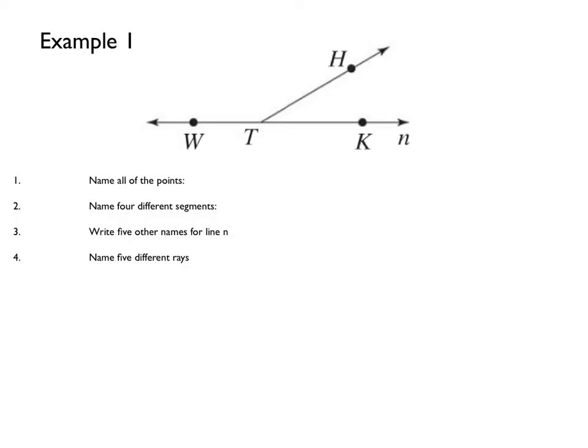For example 1, it says name all of the points. I have a point right here, so I can say that's point W. I have a point at H. I have one at K, so I could say W, H, K. And although it is not necessarily labeled there, we can see that we have this point of intersection, so I could actually list T as well.